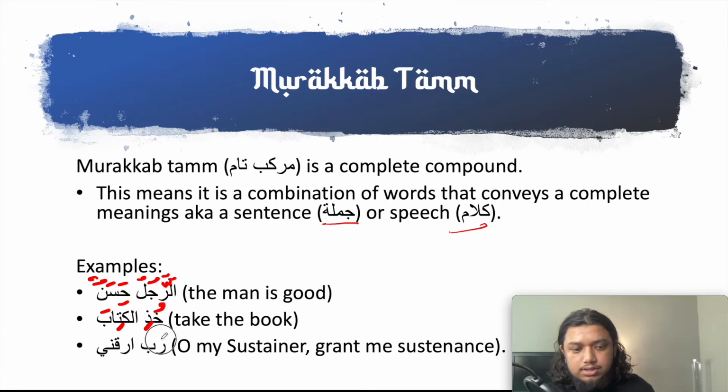And the third example is Rabbir zuqni, O my sustainer, Ya Allah, grant me sustenance. As you can see now, we're no longer dealing with single words like we did in the previous lessons. If you want to learn about singular words, feel free to click on the card and access past lessons. But this is the quintessential example of murakkab tamm. It is words put together to form a complete sentence. And as we said, a sentence is called jumla or kalam, depending on context.